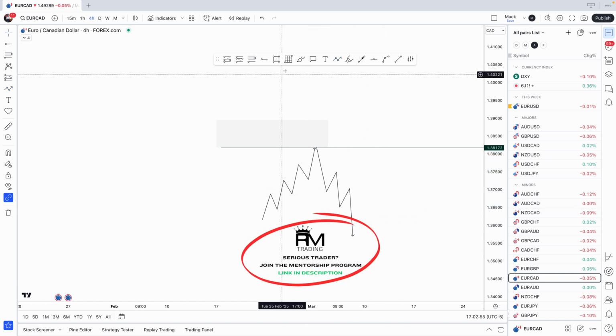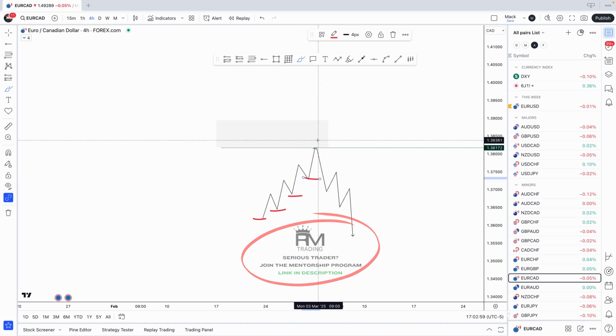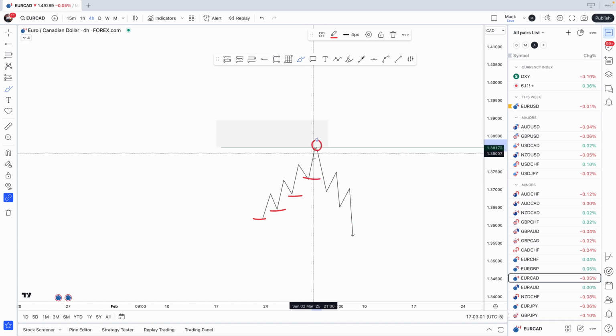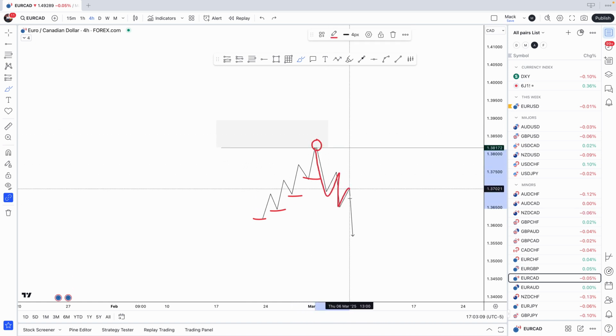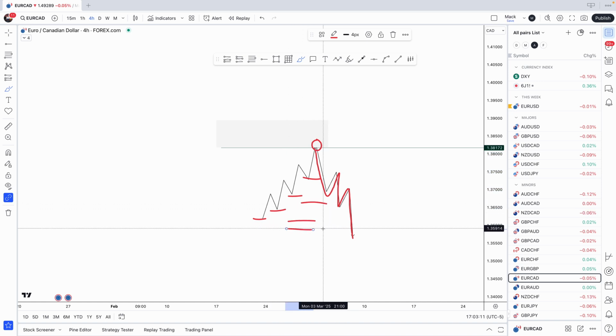For example, you can see how people would have been buying here, buying here, buying here. But where people start to lose is when the market has already reached its final destination. People are still trying to long, right? And that's how you end up getting caught and spanked by the other side.